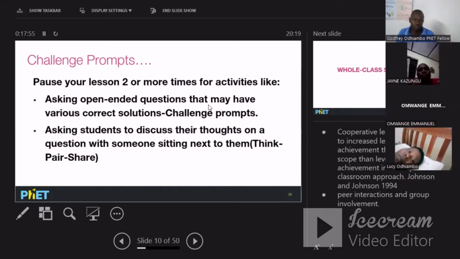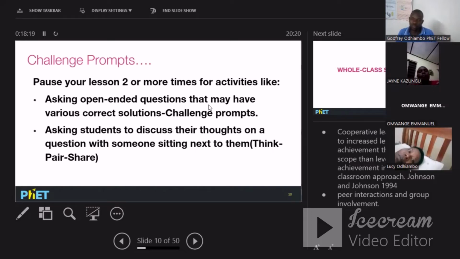So the challenge prompts also help students to cooperate and interact in a group environment. The teacher also asks the students to discuss their thoughts on a question with someone sitting next to them. So they think and share in class.